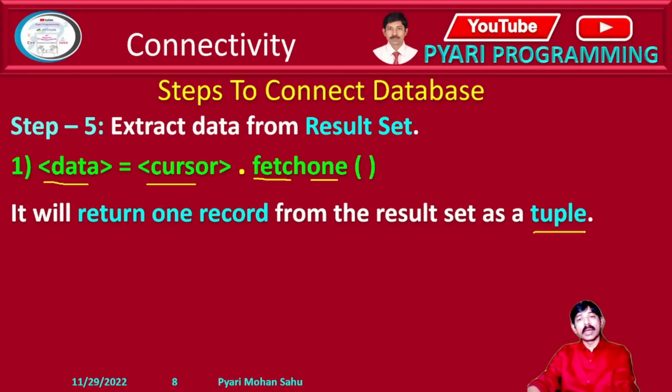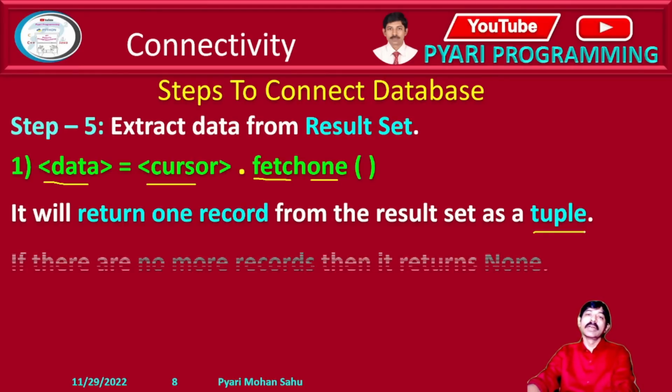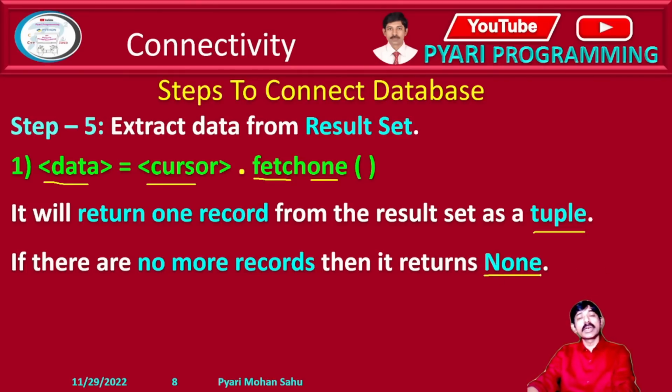Now, assume that if my query does not return any record, in that case, it will return none. Suppose I have given a query, write a query to display the name of the student, those who have secured more than 90 marks. But in my database, in my table, none of the student has secured more than 90. So no record will come. In that case, it will return none.